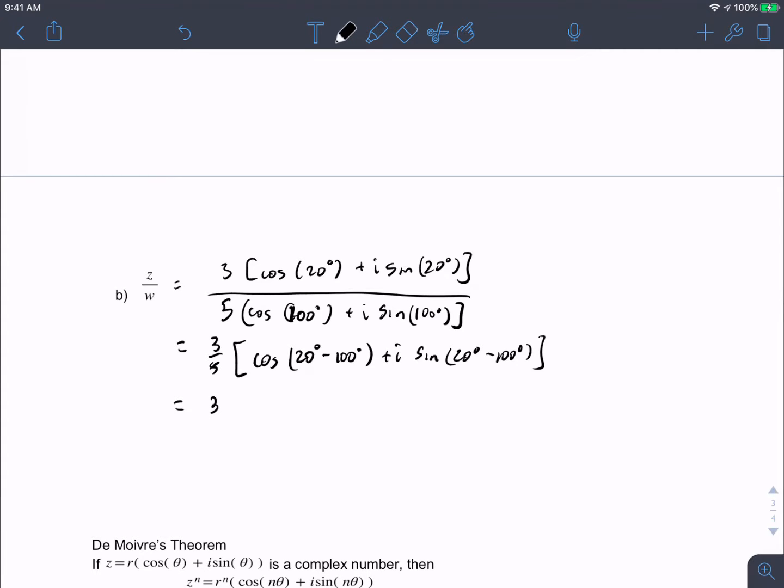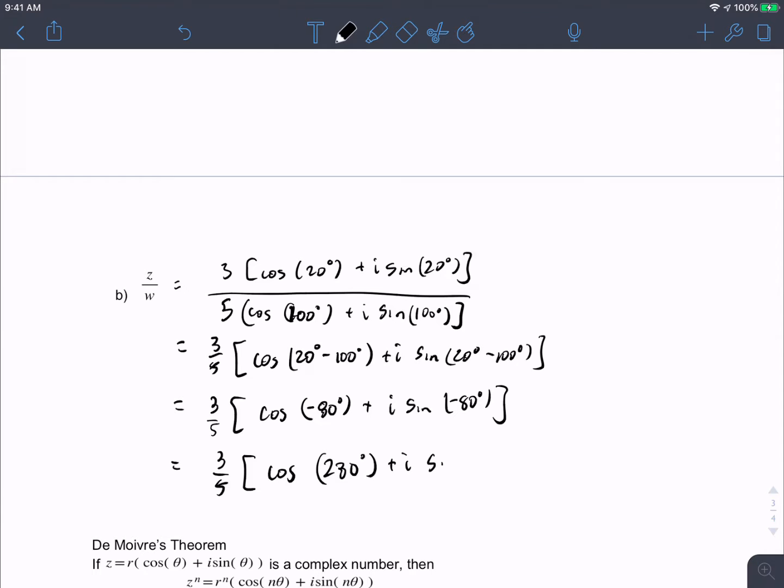And that will clean up to be 3/5 cosine of negative 80 degrees plus i sine of negative 80 degrees, which will clean up to be cosine of 360 minus 80, which is 280 degrees, plus i sine of 280 degrees. And there's our answer for this problem right here. So it's really not too bad. It's just understanding and using those formulas to solve our problems.